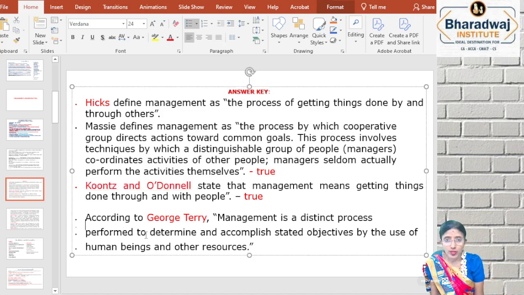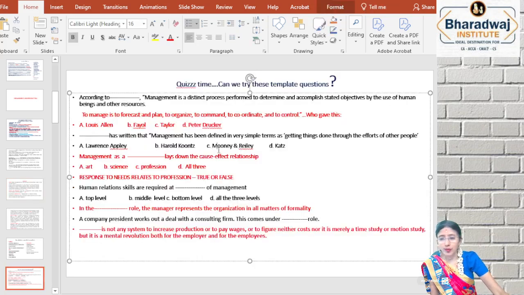Yes, true. Go to the next one. According to George Terry, management is a distinct process performed to determine and accomplish stated objectives by the use of human beings and other resources. Very good. Okay. Next part, Mudit.